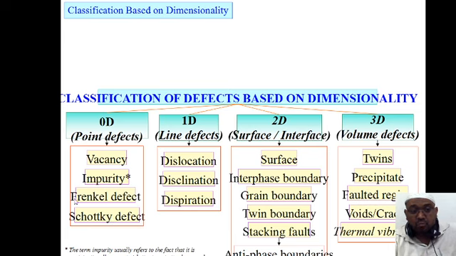So these are the 4 important defects that we need to have a very clear idea of, which come under the category of point defect, or simply we say a 0 dimension defect. So when we go to the 1 dimension defect, see here, what does this asterisk mark indicate? The impurity usually refers to the fact that it is unintentionally present.